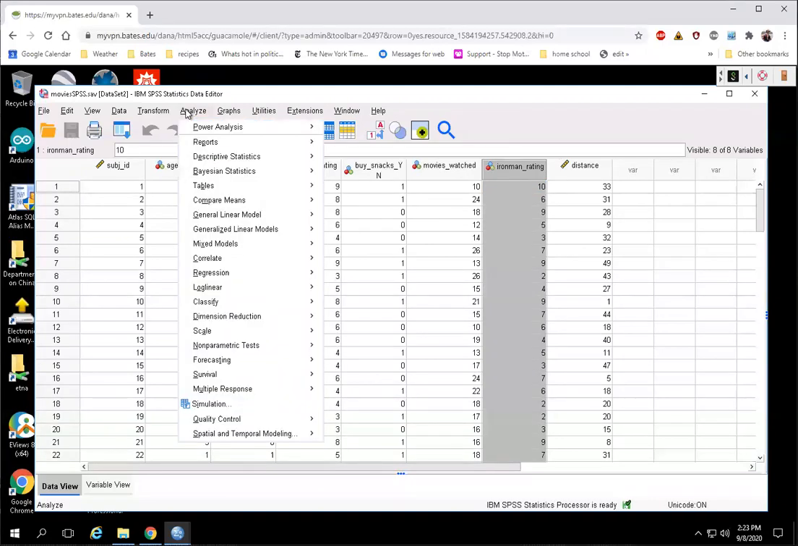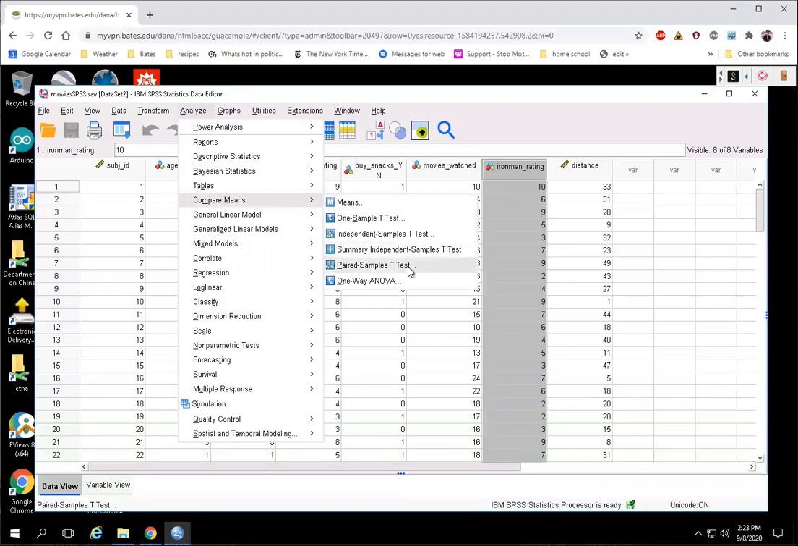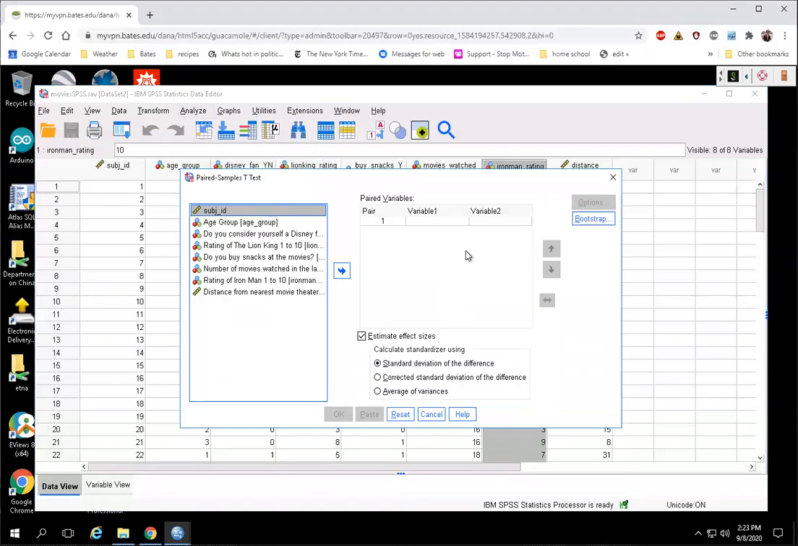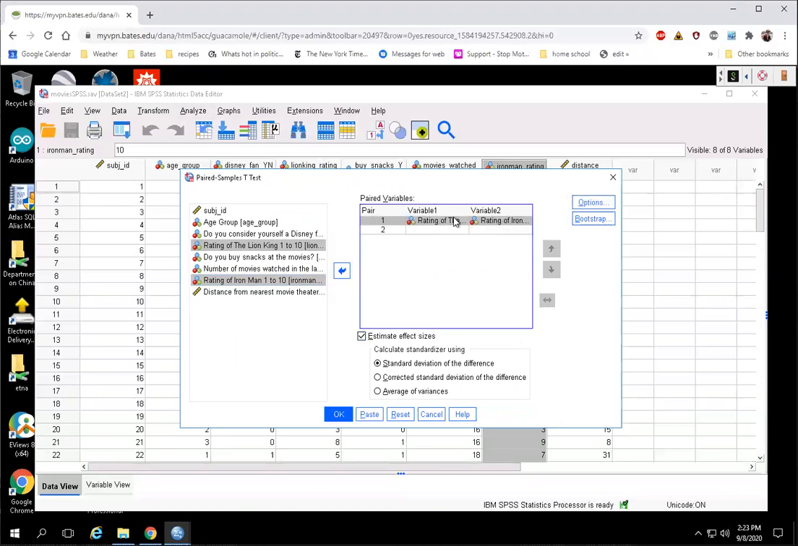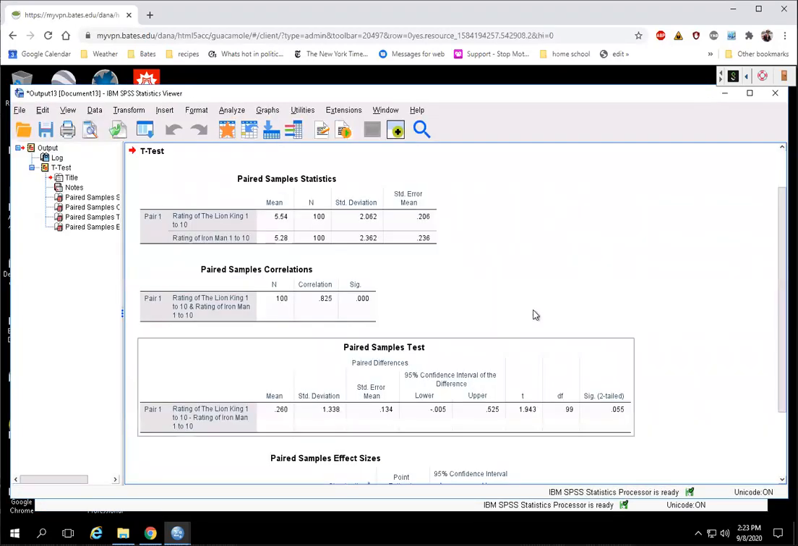So we're going to go to Analyze. We're going to do Compare Means. And SPSS calls our correlated groups test a paired samples t-test. So we're going to click on that. And then to set this up, we need to drag both of our variables over, both columns. So we can click on the Lion King. We could do these one at a time or be a little bit fancy, and I can hold down Control and click on the other variable to select them both at the same time and then drag them over. It doesn't really matter what order they're in this dialog. And then we'll click OK here and take a look at the output.